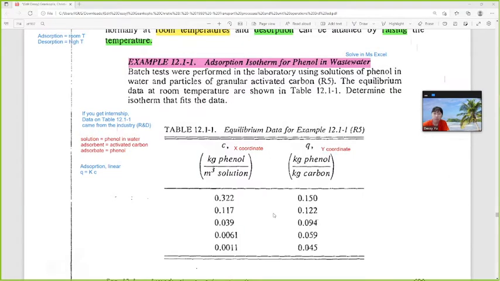If you get an internship, the data in table 12.1.1 came from industry, R&D, research and development. Maybe you take an internship in the chemical industry, and maybe you have a case study for adsorption. Here, we know C, the phenol solution concentration, is the X coordinate, and Q is the Y coordinate.